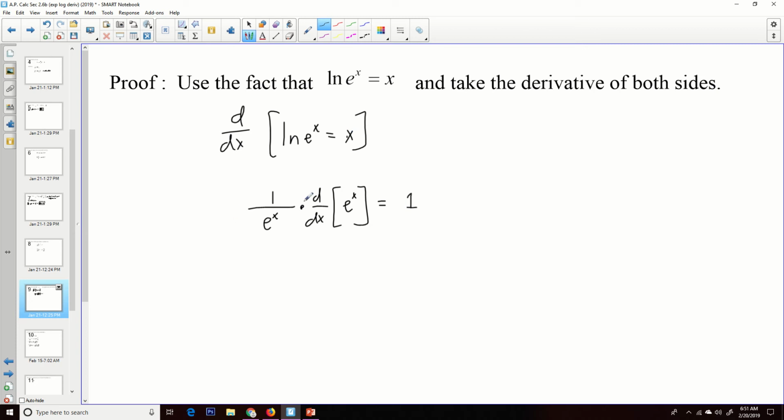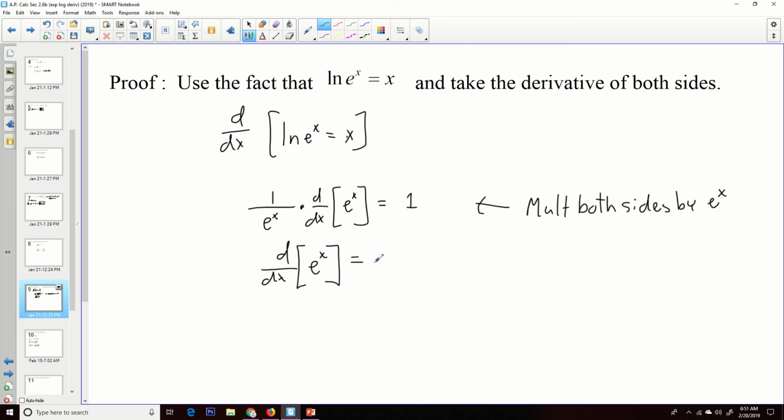And so I can simplify this and I can take this e to the x on the bottom and multiply both sides by e to the x, and I'll have the derivative with respect to x of e to the x equaling e to the x, which is kind of crazy.